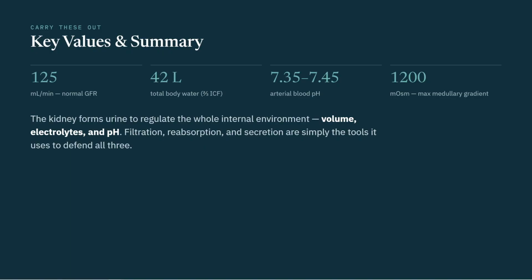But the one idea to keep above all the numbers is this. The kidney forms urine in order to regulate your entire internal environment. Its volume, its electrolytes, and its pH. Filtration, reabsorption, and secretion aren't the point. They're just the tools it uses to defend all 3.